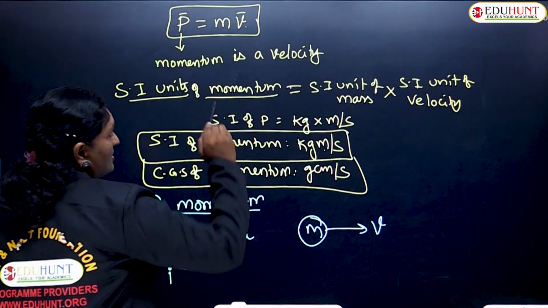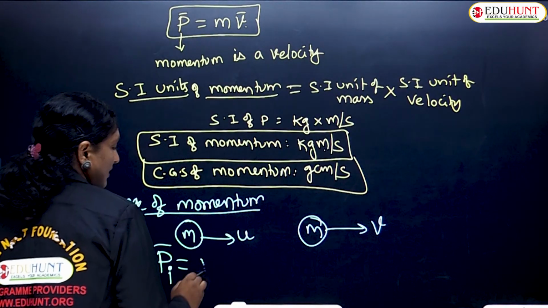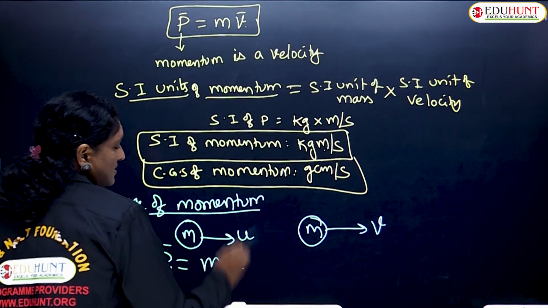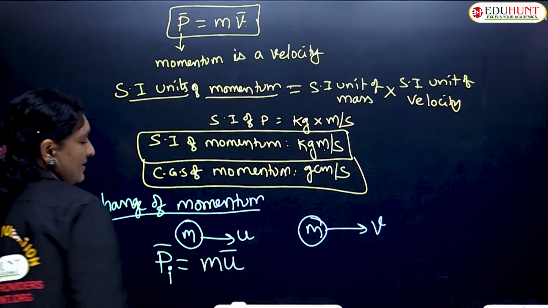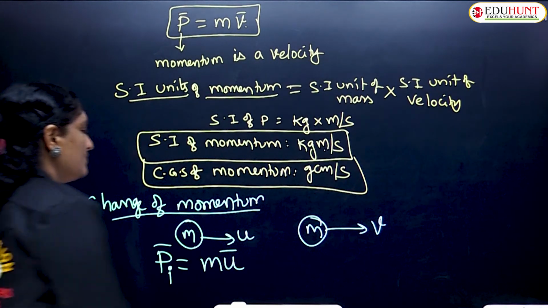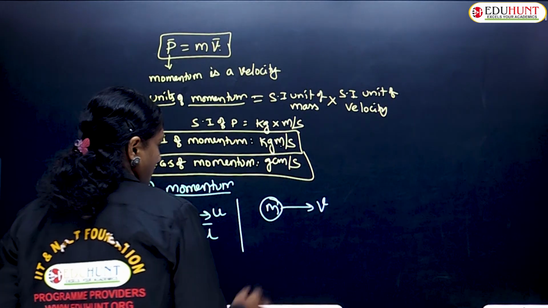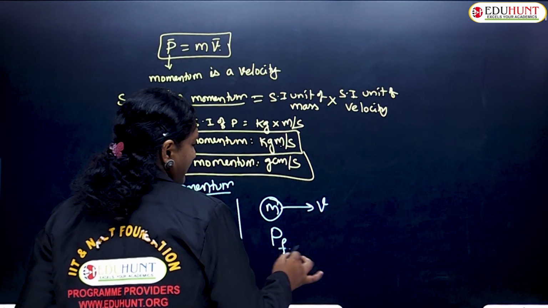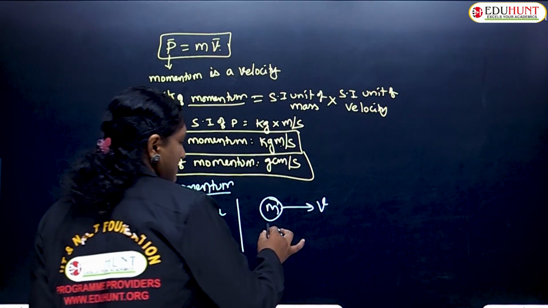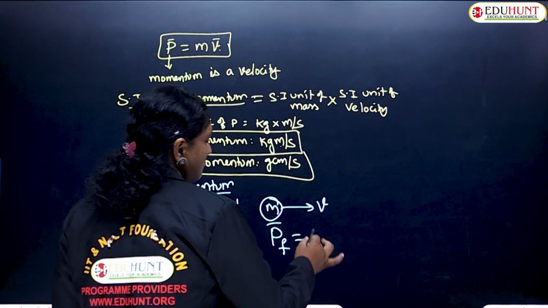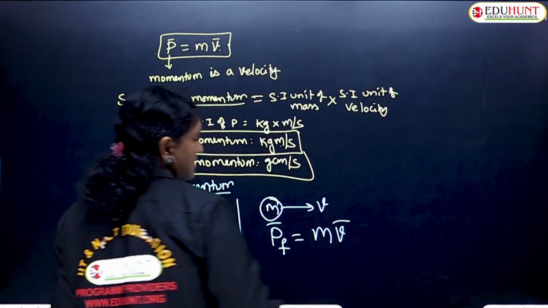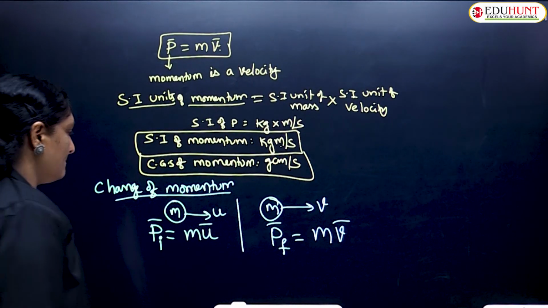Mass into velocity of the body. Mass into velocity. How much velocity? Initial velocity u. Because it is a vector, let me write it as m u bar. Similarly, in case 2, the final momentum of the body, let it be represented by P_F. It is a vector quantity, equal to mass into final velocity of the body, that is m v bar.